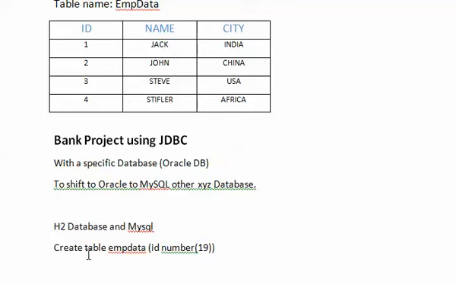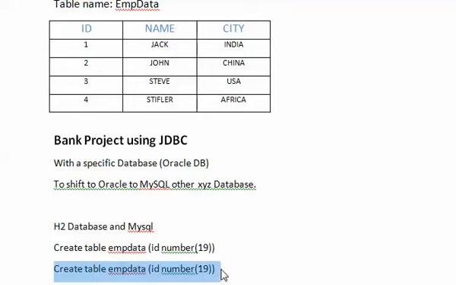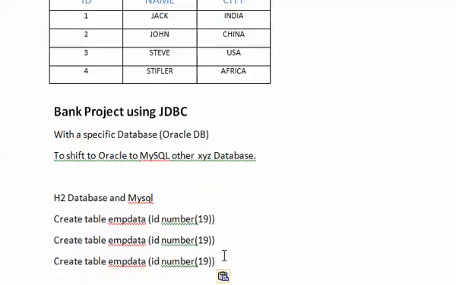But when you do this in MySQL, MySQL supports both ways. For example, I am creating the table in the same way: create table EmpData and the same ID NUMBER(19). This is also correct, and I'll show you another scenario. You can do it this way also. I have copy pasted it here, and I'm just changing this to DECIMAL.